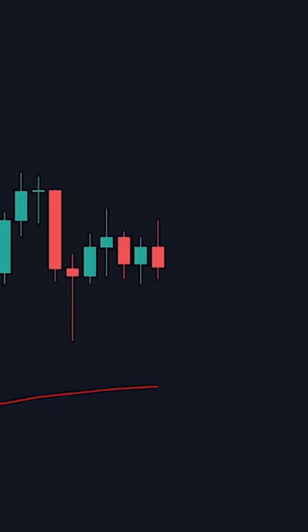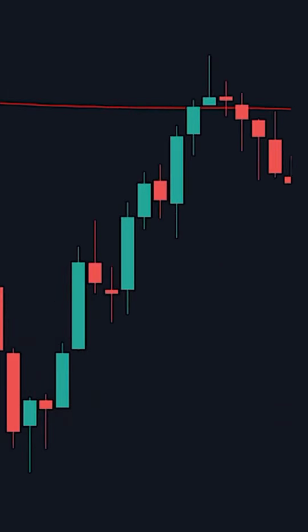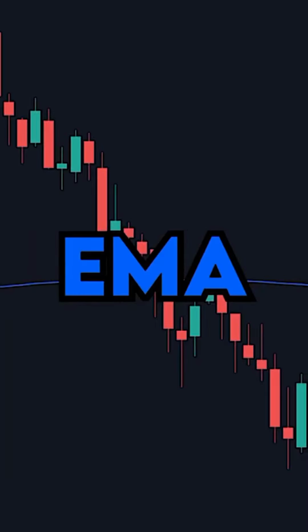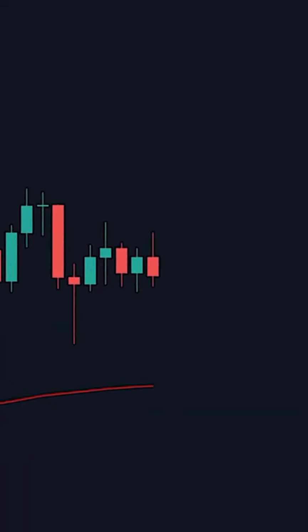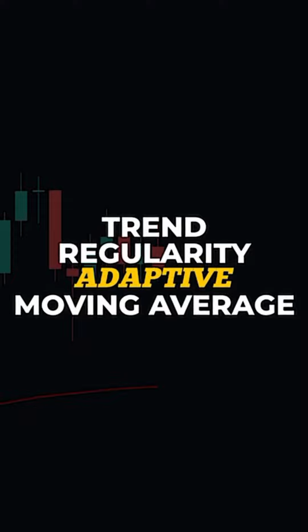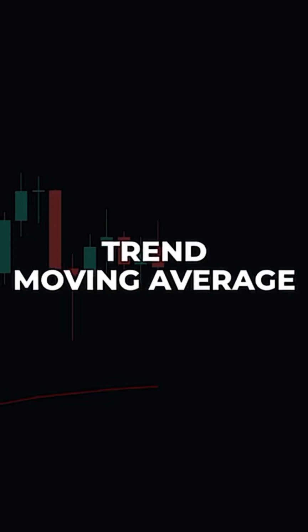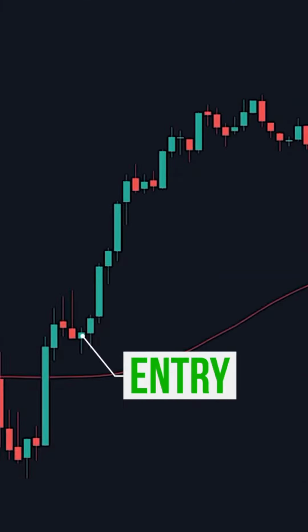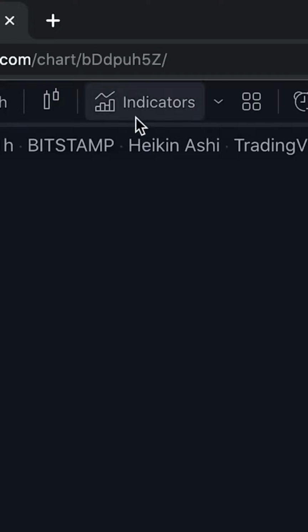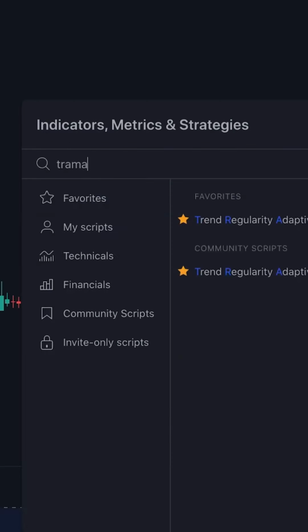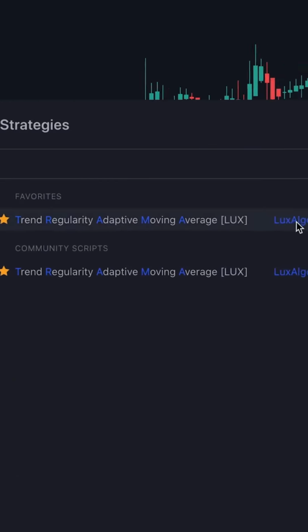Here's the absolute best moving average to use while trading. Many people use traditional moving averages like the SMA, EMA, or the WMA. But I found that the trend regularity adaptive moving average can give a lot better data for when to get in and stay out of the market. So first, go to the indicators tab and search for TRAMA and select this one by Lux Algo.